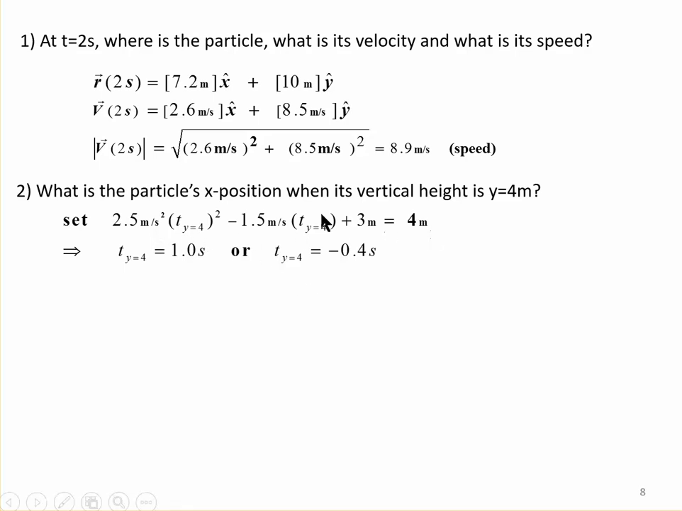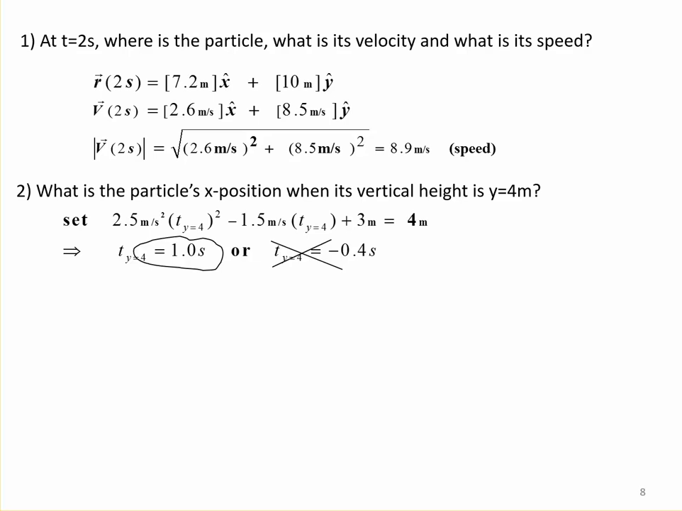So here's our basic equation. This is a quadratic equation. It has two solutions, 1.0 seconds and negative 0.4 seconds. We throw that one out because it's not the physically relevant one, and this is what we want. So we've just discovered that after 1 second, the vertical height of the object is 4 meters.